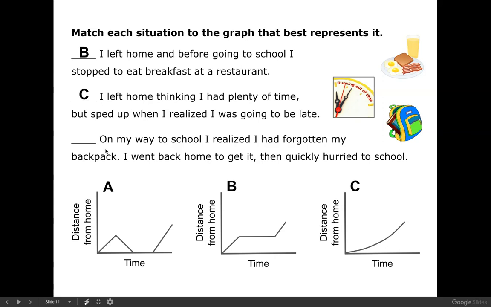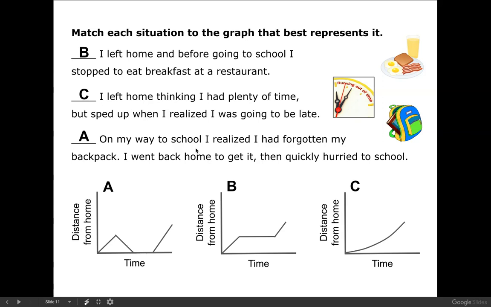The next one, on my way to school, I realized I'd forgot my backpack. So we left here, headed off to school. So we left home. This is the point that we turn around. So time's passing by. We had to turn around and head back to the house. So notice distance from home, we're going to start getting closer and closer to home. This here, when distance from home is at 0, that means we're in the house. We're looking for that backpack.